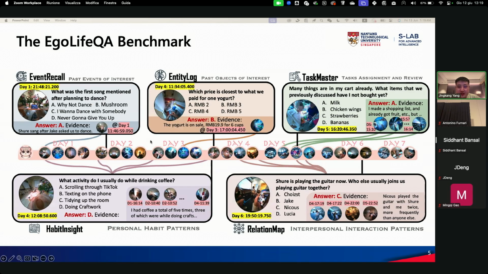With the extremely long life-oriented egocentric video, we designed 5 kinds of life-oriented QAs. Most of the QAs require a model or human to trace back more than 2 hours to get the correct answer. The 5 kinds include, for example, recording the second song I listened to today, and where is the scissors. Then TaskMaster: when I walk past a store, I remember I need to buy something but forgot what. The model should remind me to buy milk because it found the fridge was out of milk in the morning.